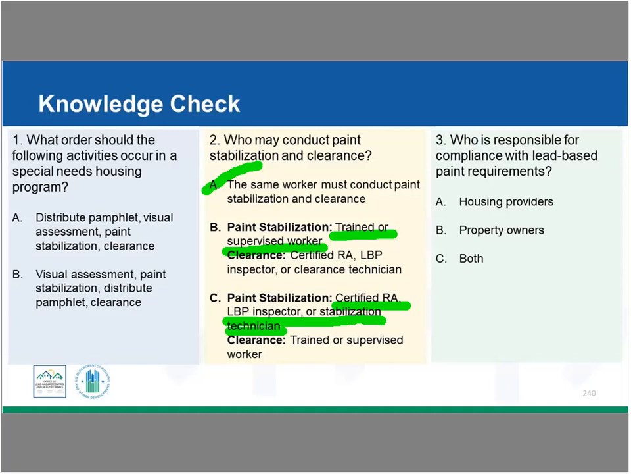So B is actually our correct answer here: we can have a trained or supervised worker, but then the clearance is going to be done by either a certified risk assessor, a lead-based paint inspector, or a clearance technician. I would refer you back to our worker chart, where we have good information about who can actually do the work.